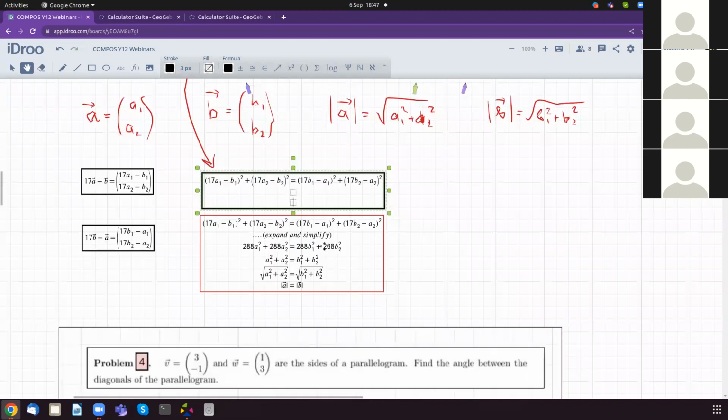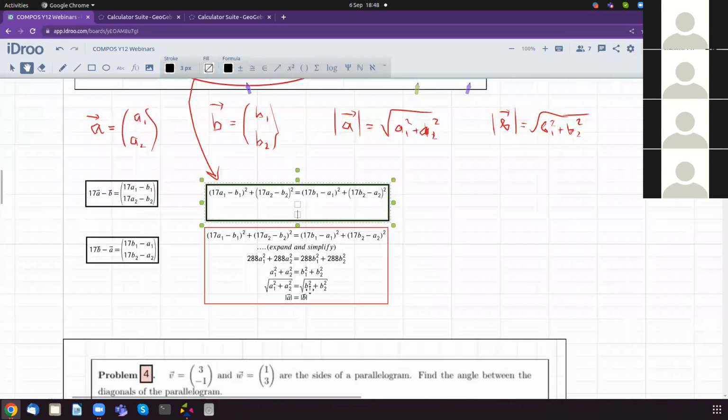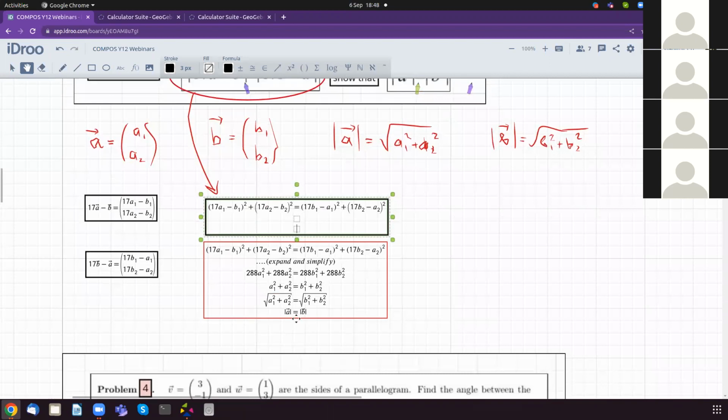So we expand and simplify. We get this expression, and we divide it by 288, and we get A1 squared plus A2 squared equals B1 squared plus B2 squared. Then we take the square root, and that means modulus A is equal to modulus B. So this is just pure algebra, once you've written it down as a column vector.